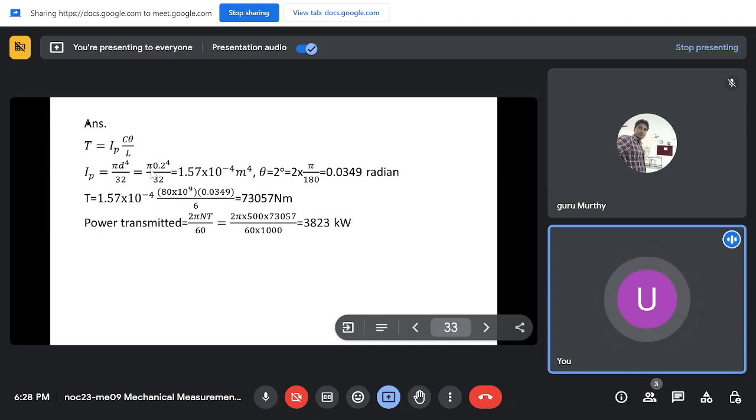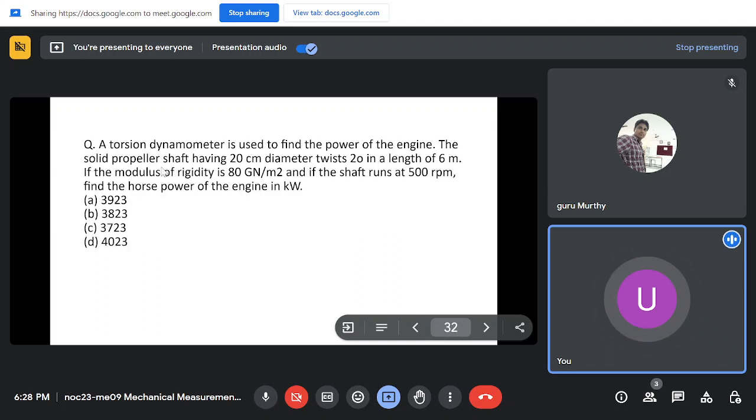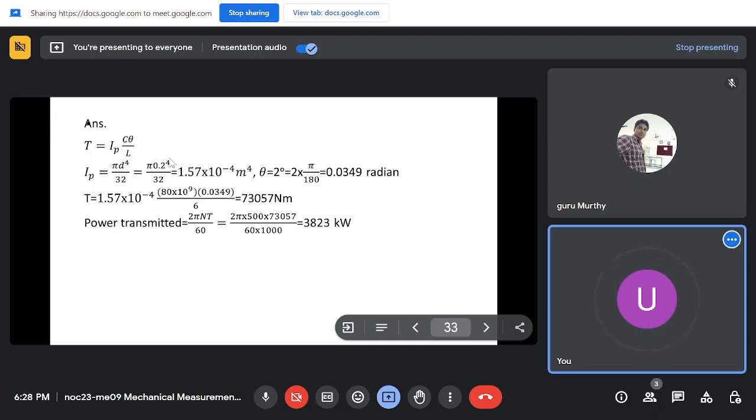So we substitute the diameter as 20 centimeter, which is 0.2 meters, and divide by 32. So we get 1.57 into 10 power minus 4 meter raised to power 4. So that is the polar moment of inertia. Then we know angle of twist is 2 degrees. So we convert this into radians, which is 2 into pi by 180, which gives you 0.035 radians.